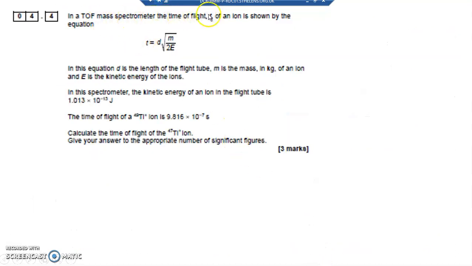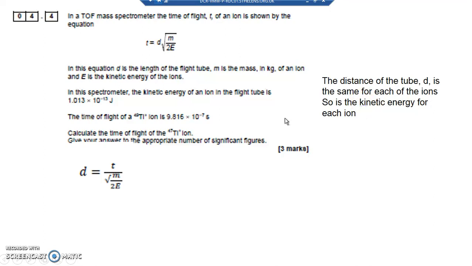In a time-of-flight mass spectrometer, the time-of-flight t is given by this equation, where d is the length of the flight tube, m is the mass of the particle in kilograms going down the tube, and E is the kinetic energy of the ions. So the things that aren't going to change: the length of the tube is not going to change, so d is going to stay the same. And E, the kinetic energy of the ions put into the tube, is always the same, irrespective of what kind of ion you put in there. So E is going to stay the same, so 2E is going to stay the same. So d and 2E are all going to stay the same for each of the ions that are put in there.